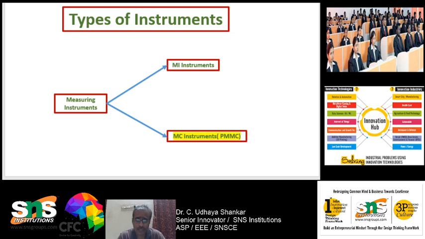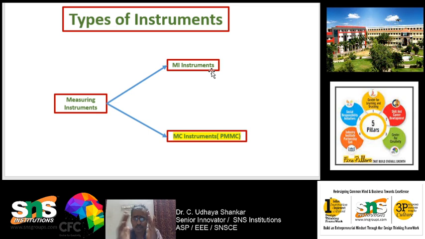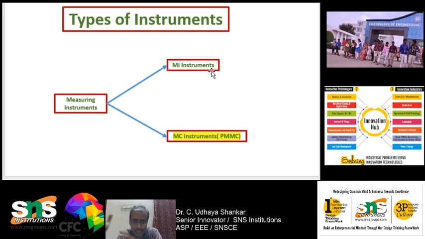Analog instruments are broadly classified into two types. One is the MI instrument, which is called moving iron. In this case, the iron core moves according to the magnitude of current. It deflects, and because of this the pointer attached to the iron core deflects. Since the iron is getting moved, it is called moving iron.